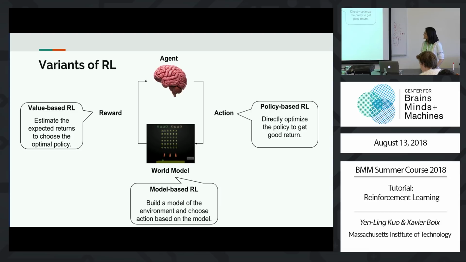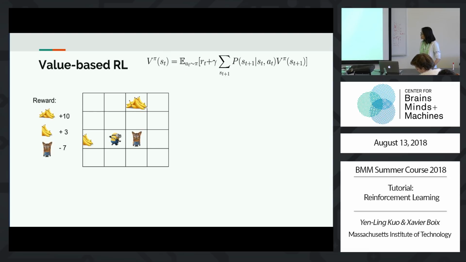I'm going to talk a little bit of detail about each of these reinforcement learning types. So first, value-based reinforcement learning. It's built on top of the value function we just talked about. So I'll give some examples about how to evaluate the expected reward at each state. Take this simple grid world example.